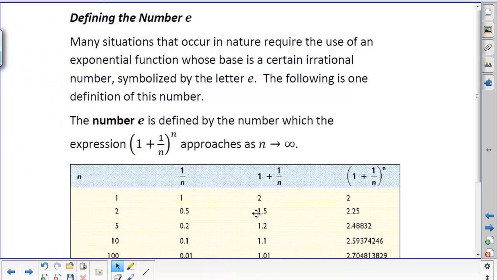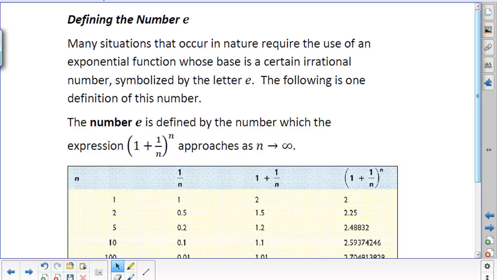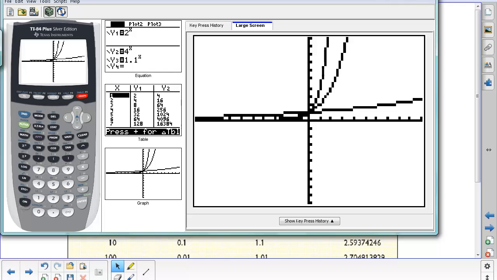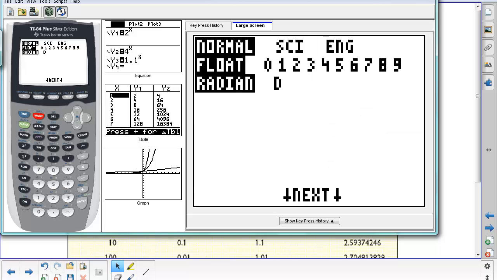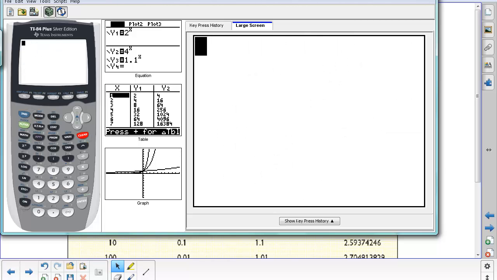Let's jump ahead and look at this heading, defining the number e. Now you've got this on your calculator. Maybe you've noticed this little tiny e. It's right above your LN button. There's an e to the x. Okay, this little e value, that's what we're going to talk about.